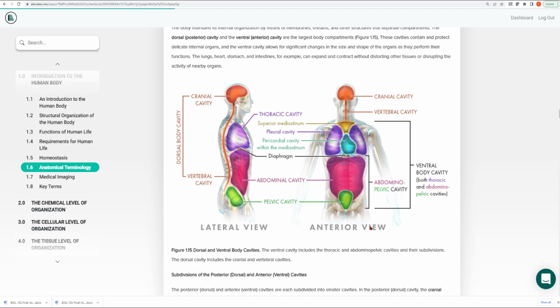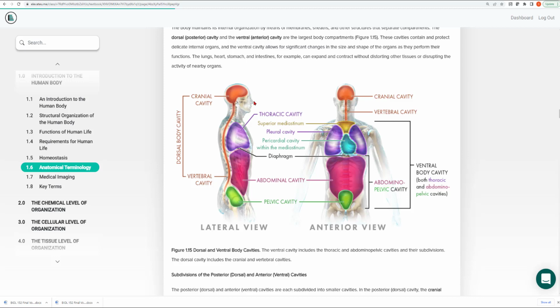Here we're looking at the body in an anterior view. What plane of section was used to create an anterior view? And I hope you answered frontal or coronal. It slices off the front so that you can see within the body from the front, from the anterior view. This would also be called the ventral view. So as we do that, let's take a look at what we see.